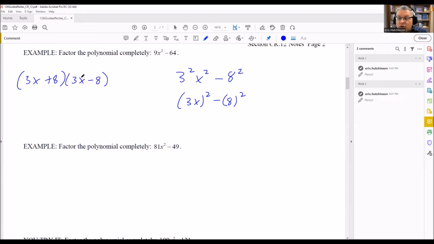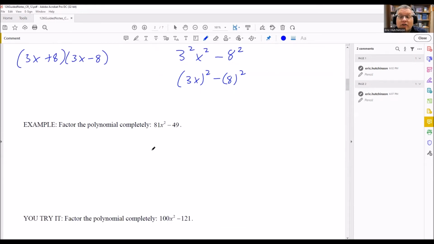So 3x times 3x is 9x squared. You have a minus 24x and a plus 24x, which will cancel. And you have an 8 times negative 8, which is negative 64. So that would be the correct way to factor that by using difference of squares.